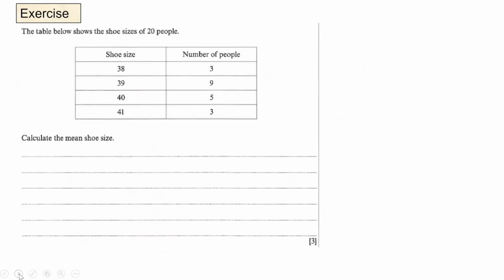Okay, so here now is a question that I'd like you to try to see if you can gain these 3 marks. In your GCSE, this will be a 3-mark question. It's really important that you do feel confident with finding the mean from a frequency table. That will help you now with what we'll be learning next lesson, where we'll actually be estimating the mean. So here it says the table below shows the shoe sizes of 20 people. Calculate the mean shoe size.